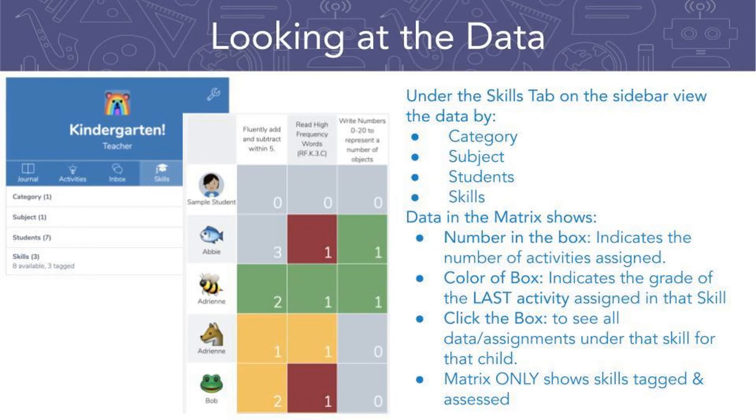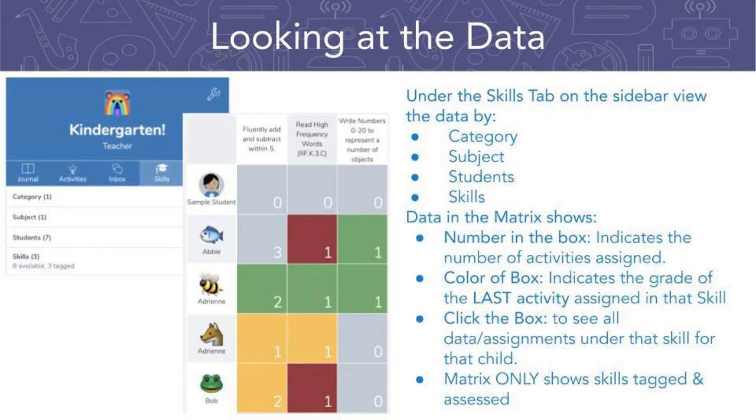To look at the data, you're going to go under the Skills tab in the top right corner, and you can view the data by category, subject, students, and skills. It's important to note when you're looking at the matrix and you're looking at the data that the number inside the box is indicating the number of activities that have been assigned. The color of the box shows the last activity assigned and the grade that they've received for that.